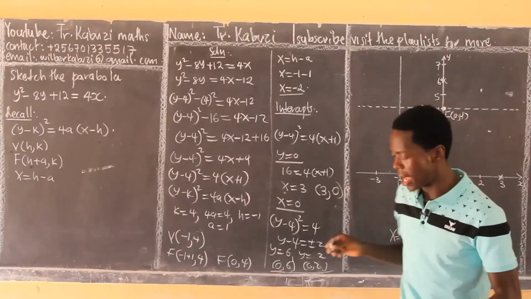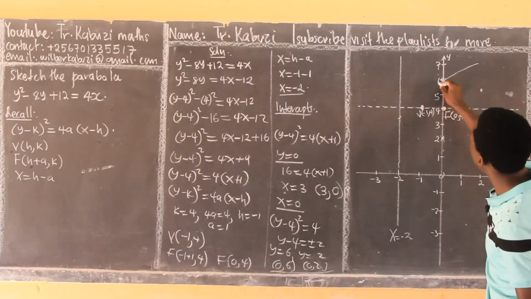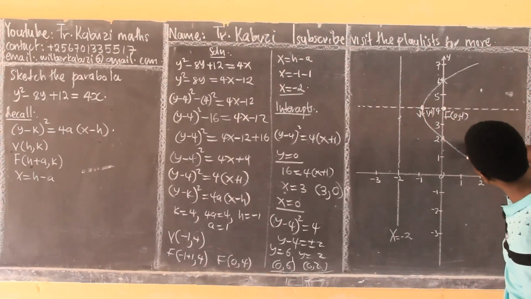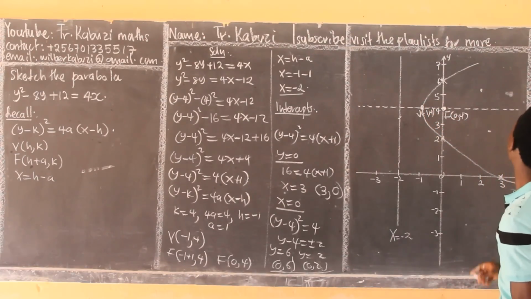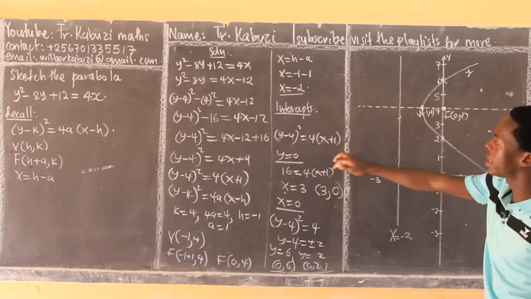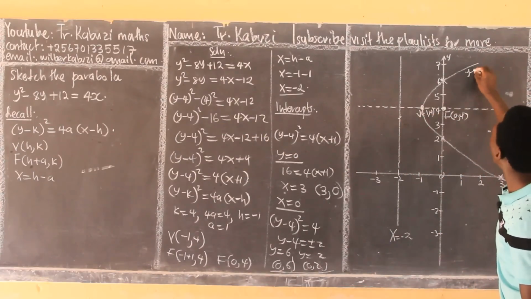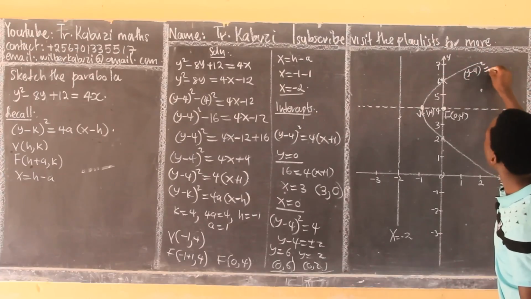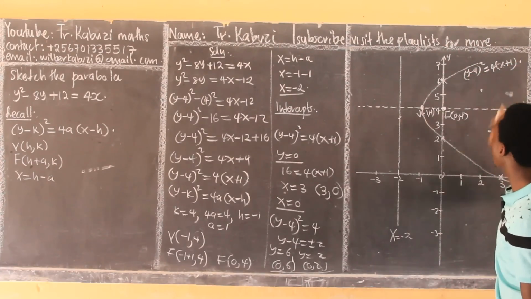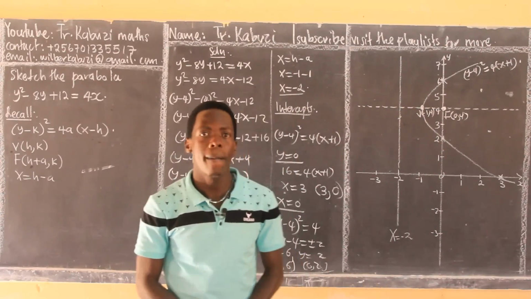Then you use freehand to draw. It's going to come like this, go through the vertex. At the vertex, that's where it changes direction. Then it comes like that. Then you can give it a name, either you bring this form or the other form, it's up to you: (y minus 4) squared equals 4 into (x plus 1). And so you have well sketched the parabola.